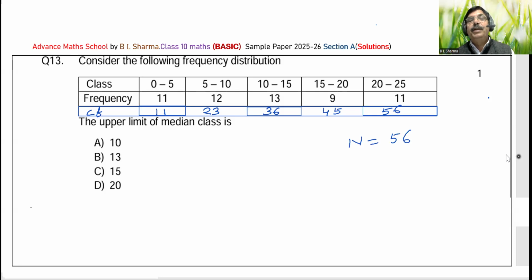The middle most observation is called the median. So here we have to find n by 2. n by 2 means 56 by 2, that is 28.